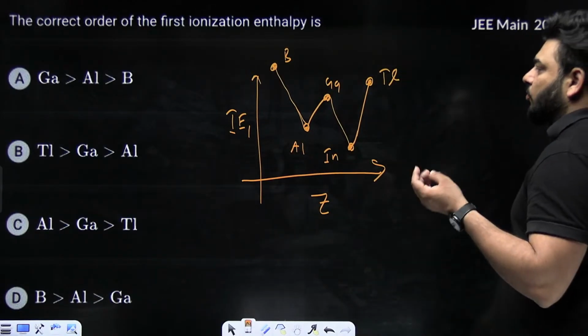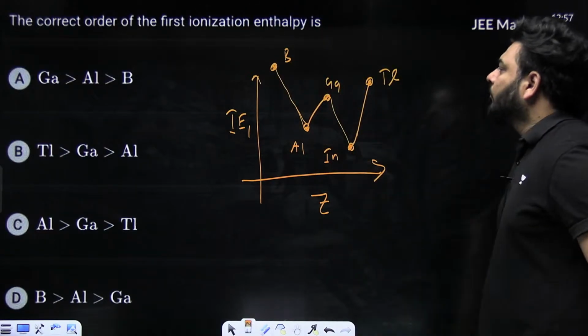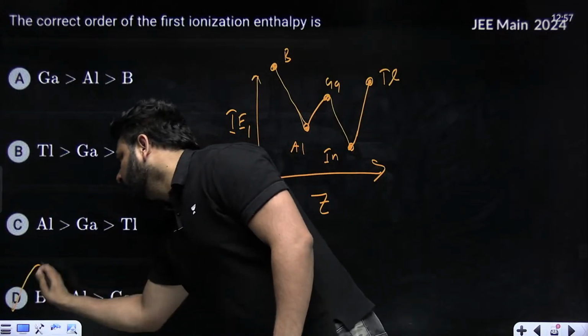So the correct answer should be what? Gallium has the highest out of these all, and then aluminium, and then come. No. Boron, gallium, aluminium. D is the correct answer.